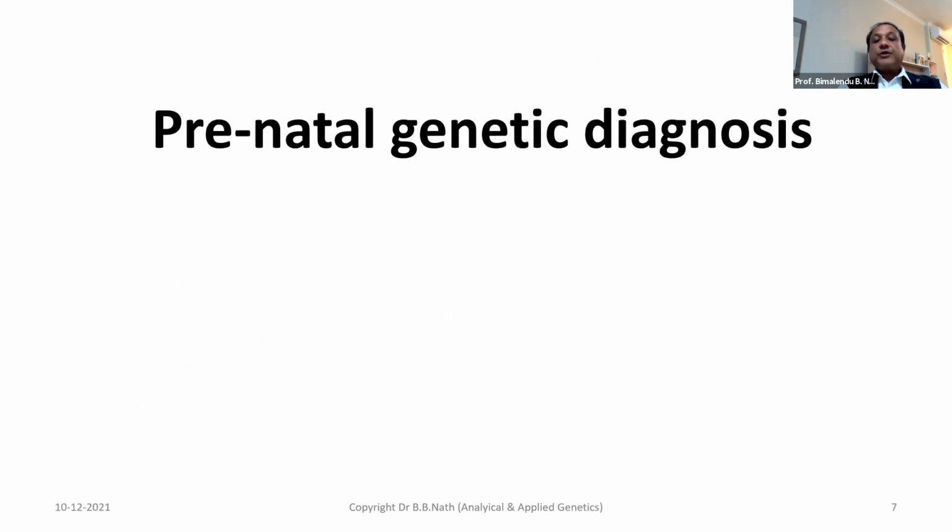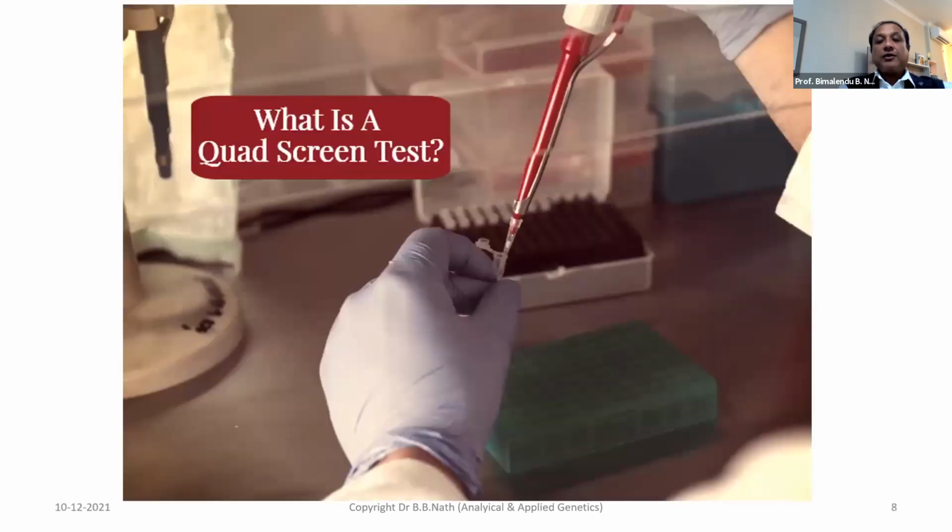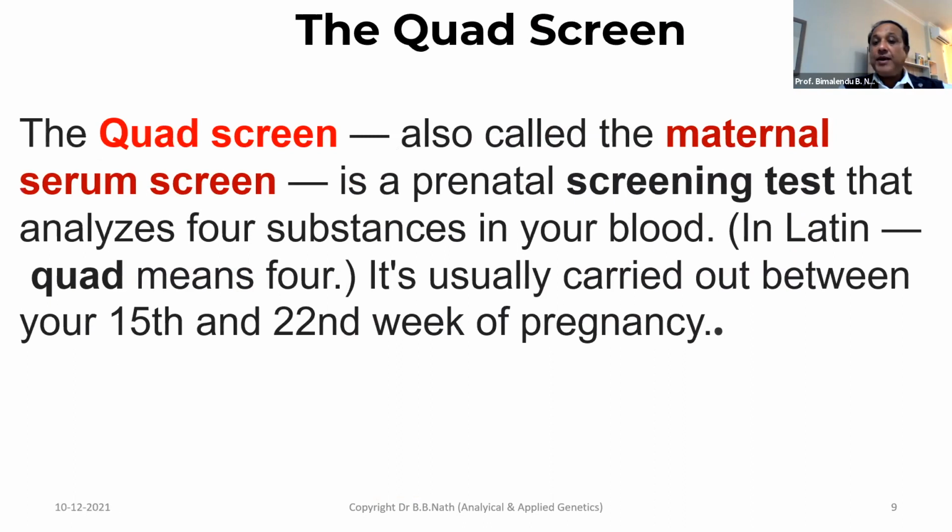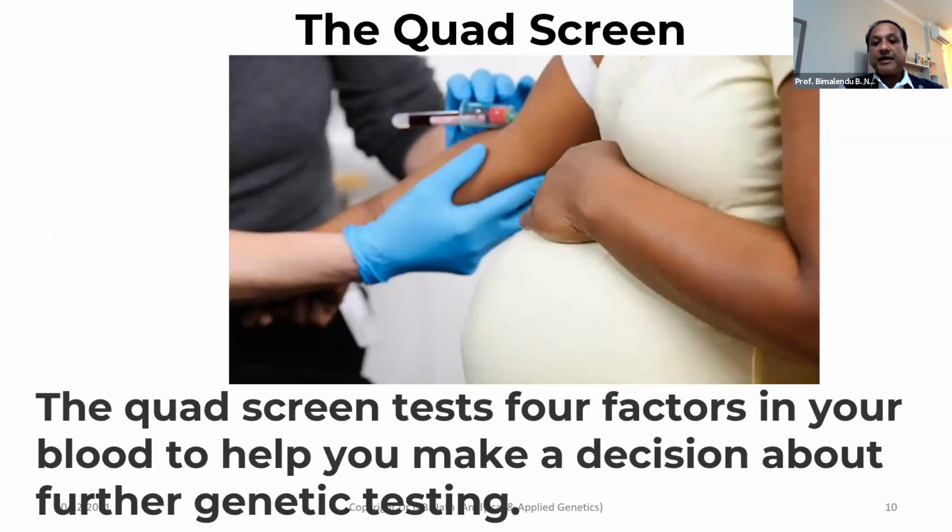So first, we start off with prenatal genetic diagnosis, and before that a few words on the quad screen test. What do you mean by that? The quad screen is also called the maternal serum screen. It is a prenatal screening test that analyzes 4 substances in your blood. In Latin, quad means 4. It's usually carried out between the 15th and 22nd week of pregnancy.